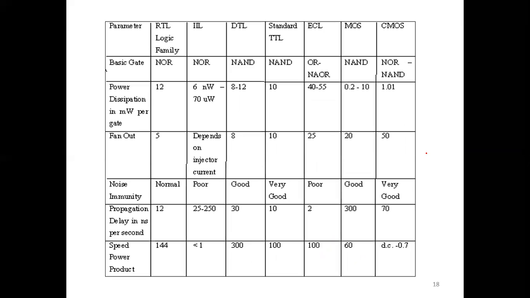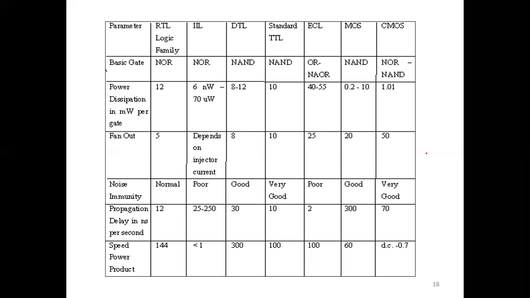Okay, this is the comparison of logic families. First, parameters. What are the parameters we discussed for comparison? That is the basic gate, which gate they are using. Power dissipation in milliwatt per gate, then the fan out, the noise immunity, the propagation delay in nanoseconds per gate, then the speed power product. These are the parameters used to analyze the digital logic families.